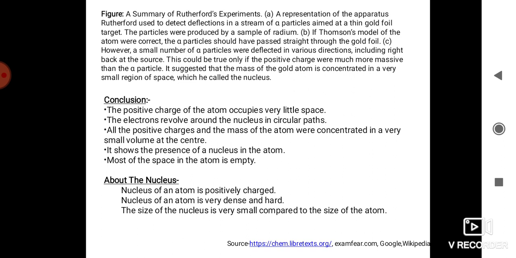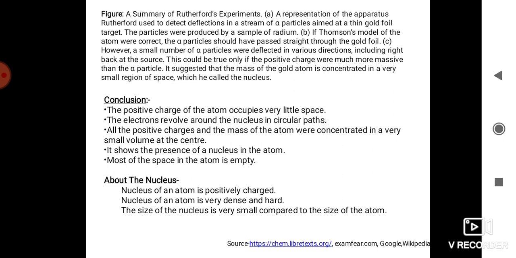The second conclusion: all the positive charge and the mass of the atom are concentrated in a very small volume at the center, which we call the nucleus. The whole mass of the atom is located inside the nucleus. It shows the presence of a nucleus in the atom. Most of the space in the atom is empty.